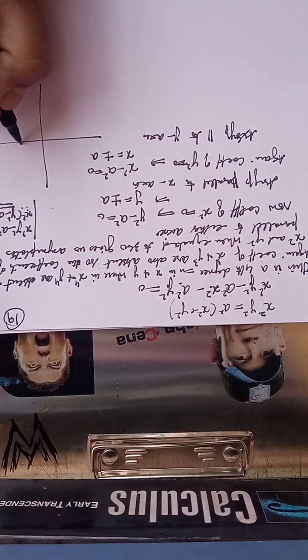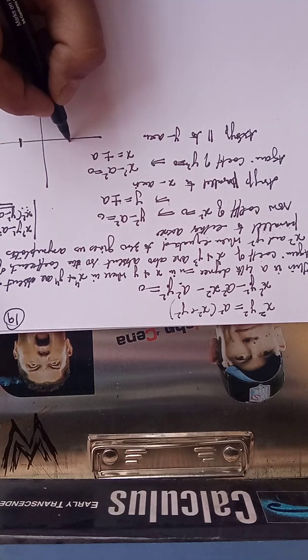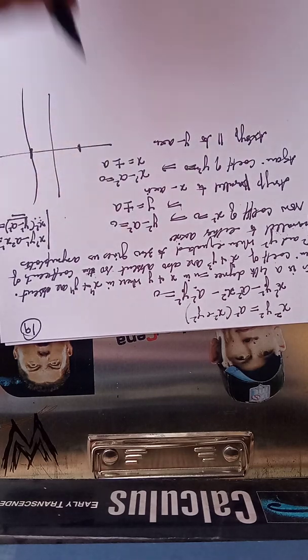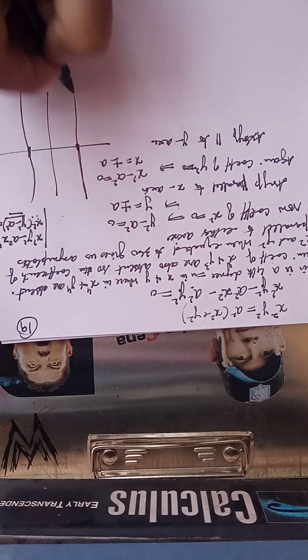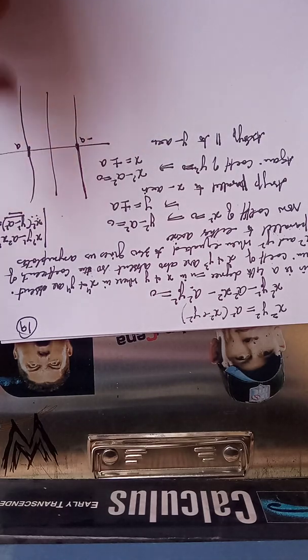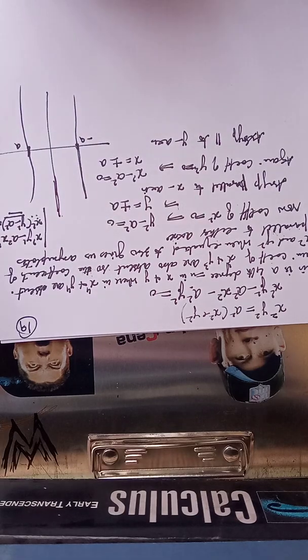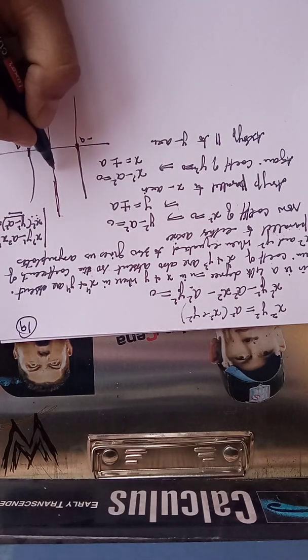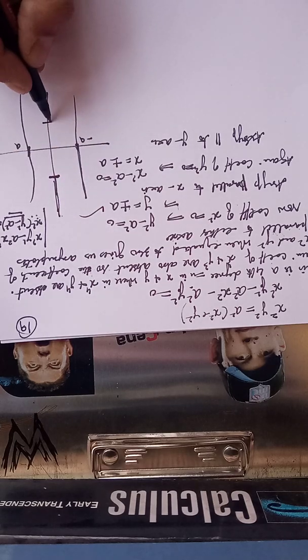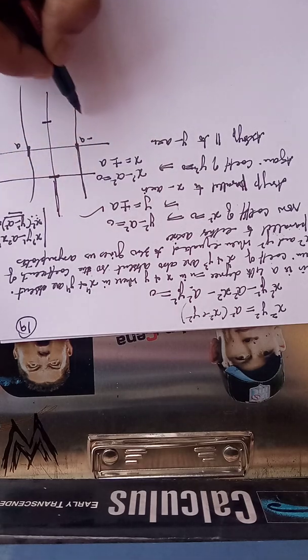X equal to plus a is this one, x equal to minus a is this one. So let me draw line, x equal to plus a, minus a. These are asymptotes parallel to y-axis. Simple. Y equal to plus a, and y equal to minus a. These are asymptotes parallel to x-axis. Simple.